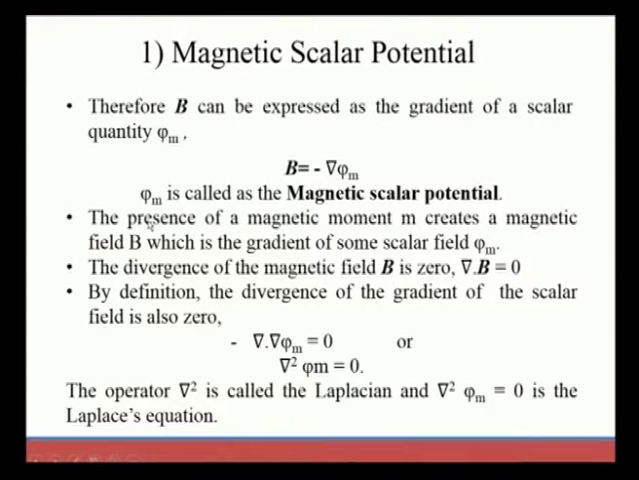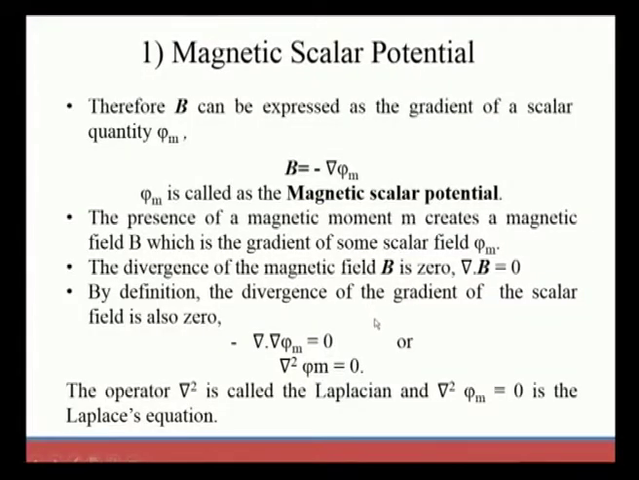The presence of a magnetic moment m creates a magnetic field B, which is the gradient of some scalar field phi m. The divergence of the magnetic field B is 0. Now we are considering the magnetic scalar potential for the magnetic field. Del dot B, the divergence, is always 0 for a magnetic field.